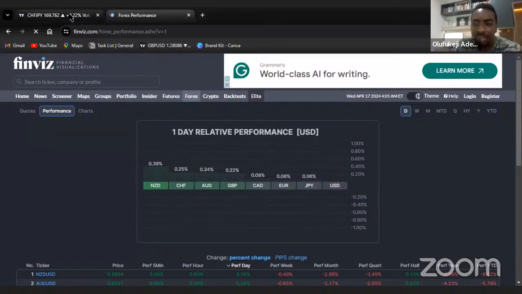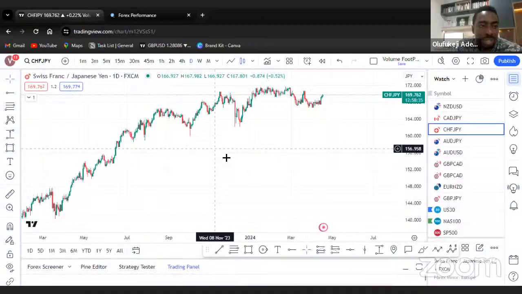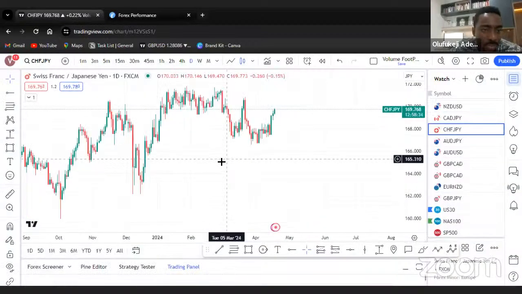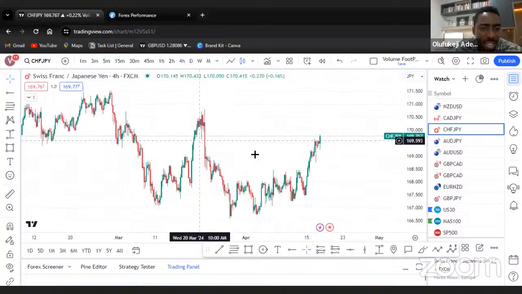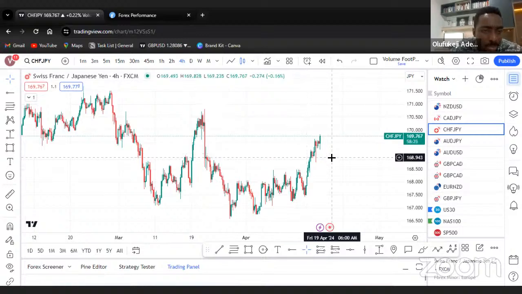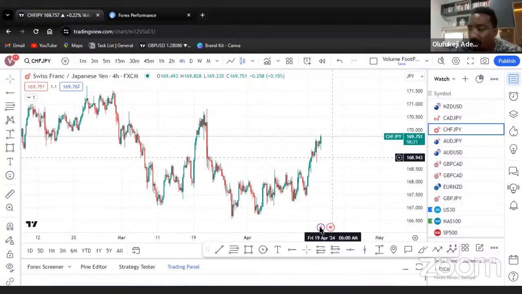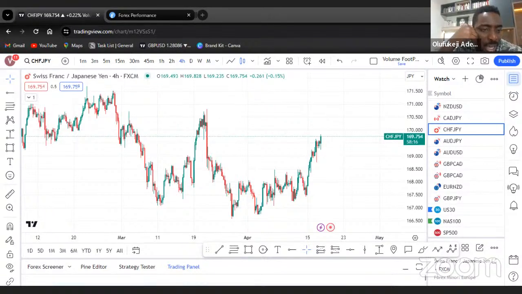So let's go back to CHF JPY, on the 4-hour, I think that's where we're looking at it. Okay, fantastic. I don't know if some of you remember the markup that we had before now. I told some of you to take screenshots. So what are we seeing here now?